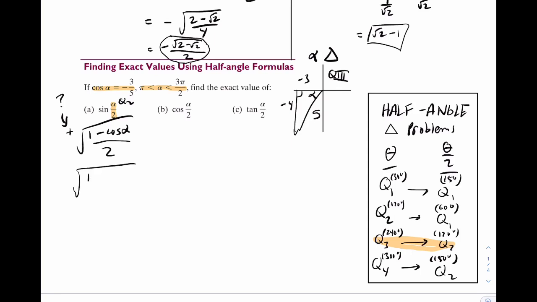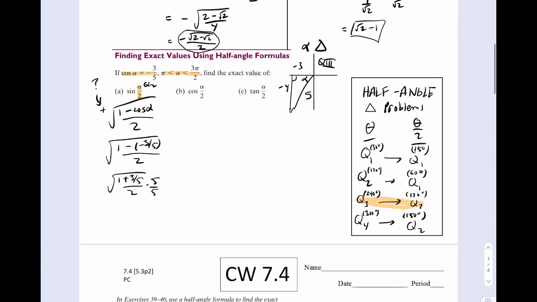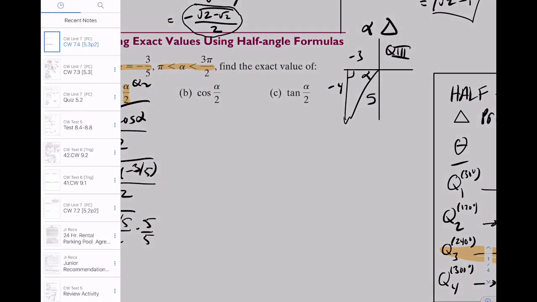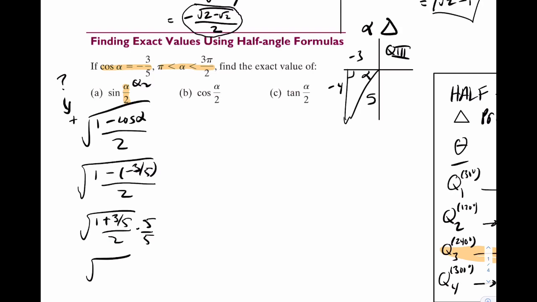Let's evaluate. 1 minus cosine alpha is -3 over 5. That's all over 2. So that would be 1 plus 3/5 over 2. From here, let's just multiply by 5 over 5. So now we have the root of 8 over 10. That reduces to 4/5, which is 2 root 5 over 5. Done. Okay, here's B.